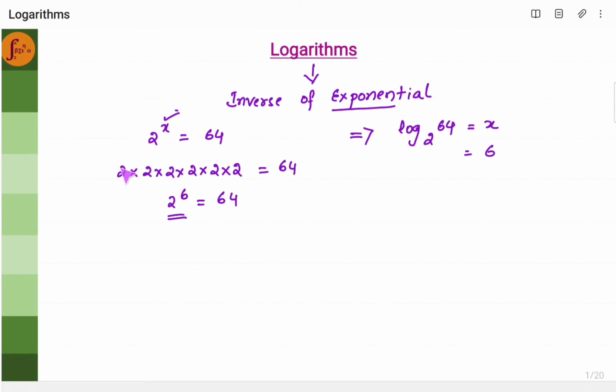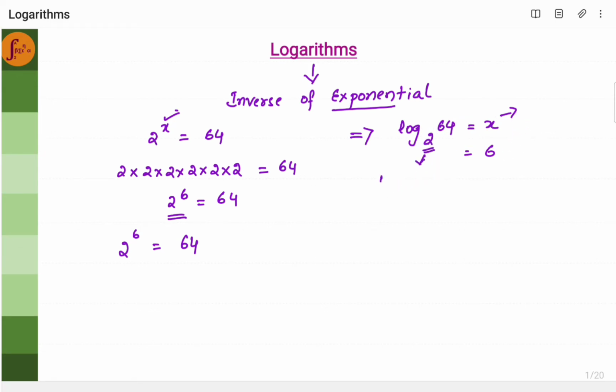So this is nothing but exponential form. The reverse of this is logarithm. So logarithm will tell how many times should I multiply 2 to get 64. It's the reverse. Here I'm telling if I multiply 2 6 times, I will get 64. But here my question is how many times should I multiply 2 with itself so that I get 64. So I know 64. I know the number 2. How many times? This x represents the number of times 2 should be multiplied to get 64. This is what we call a logarithm.